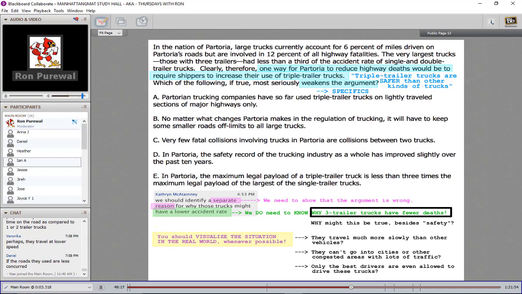Meaning maybe you're not even allowed to drive these unless you have a proven safety record. So, in other words, it's not the trucks that are safe, it's the drivers. It could be that, too.